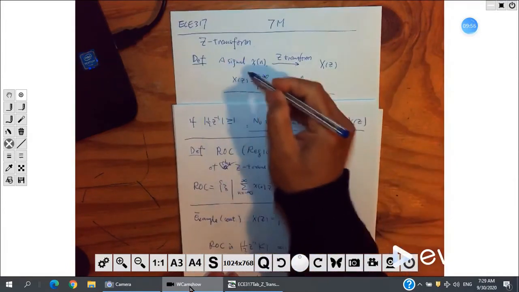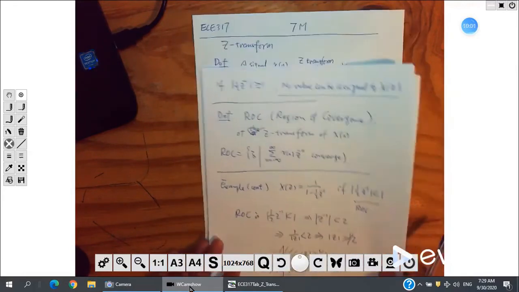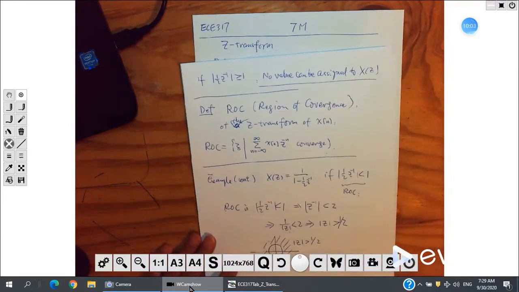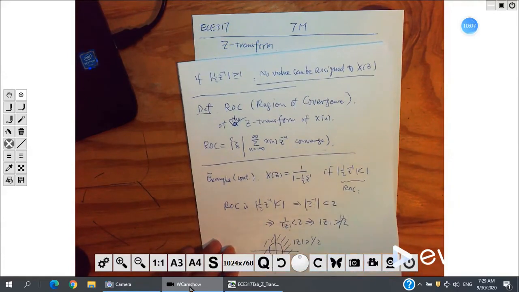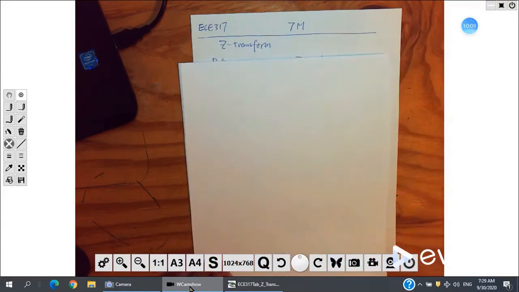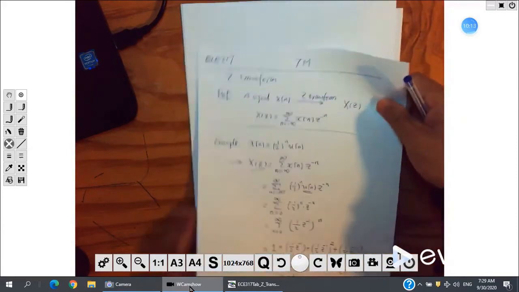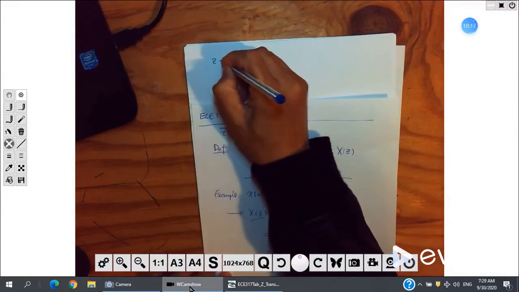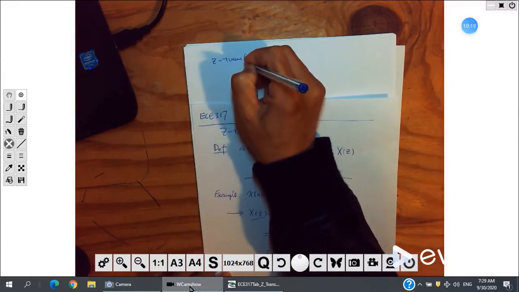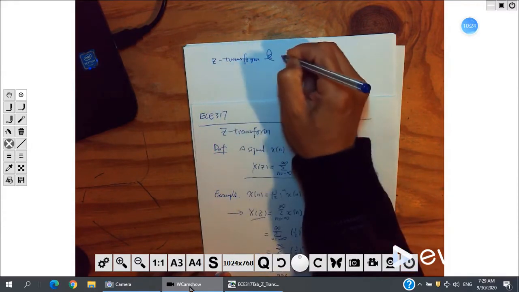So by definition, we have a formula like this, and the RC is defined by this. The definition is just like this. Now we want to study it more. First of all, it looks very similar to the Fourier transform, the DTFT.